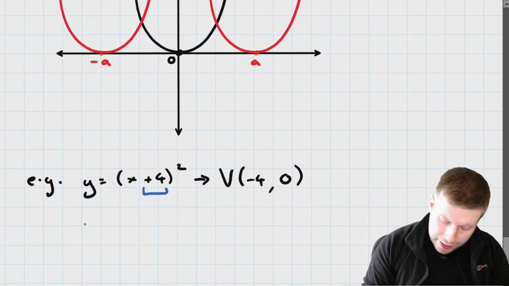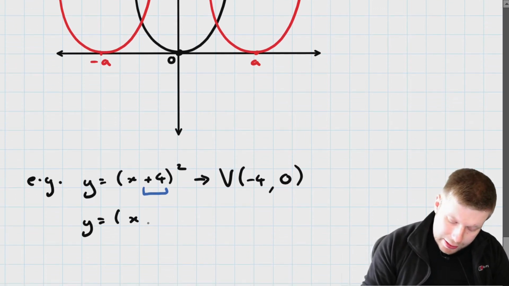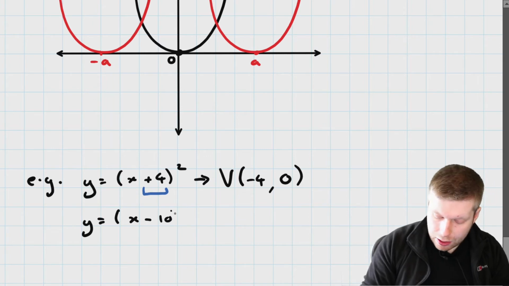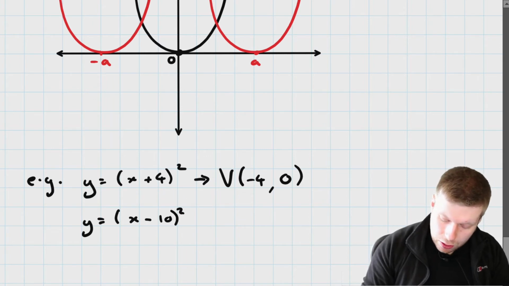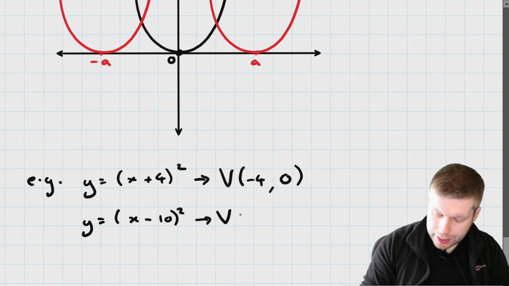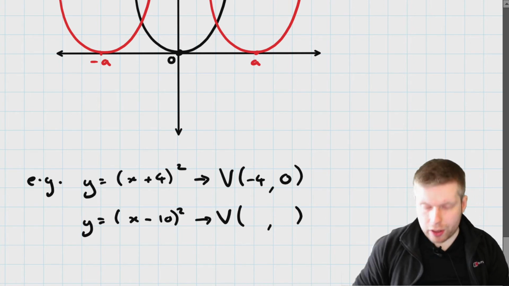Now what about if we take the graph y equals (x minus 10) all squared? Where's the vertex going to end up? So I wonder if you can take a couple of seconds and just think, where would the vertex end up here?